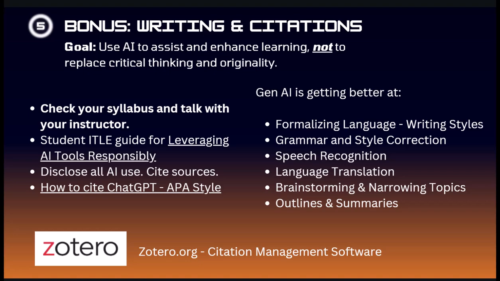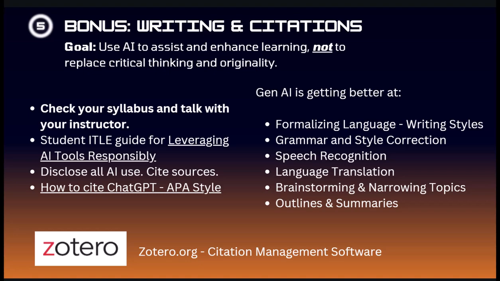And then we talked earlier about what Gen AI is helpful for and about how it is designed to know how to write in a way that sounds human, even if it cannot denote fact from fiction. The AI is pretty good at, and is getting much better at, grammar and style correction and formalizing language, playing with different writing styles, speech recognition and language translation, brainstorming and narrowing topics and finding keywords like we did, and then outlining and summarizing information.